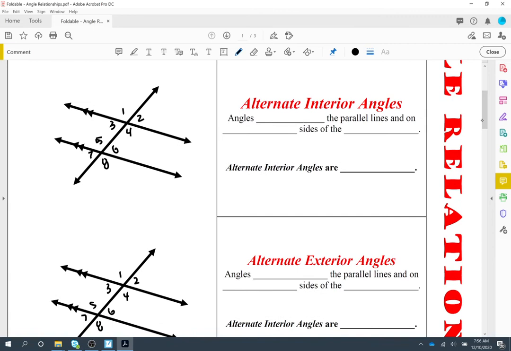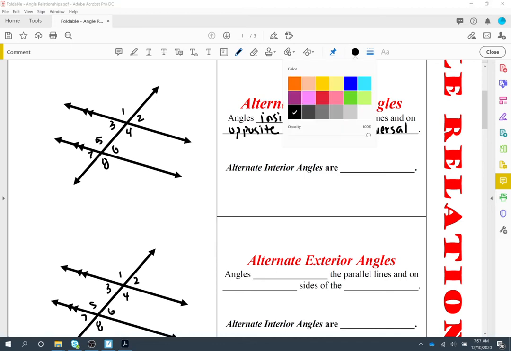Moving on to alternate interior angles. Okay, so angles blank the parallel lines and on blank sides of the blank. So first of all, alternate interior are angles inside the parallel lines and on alternate or opposite sides of the transversal.